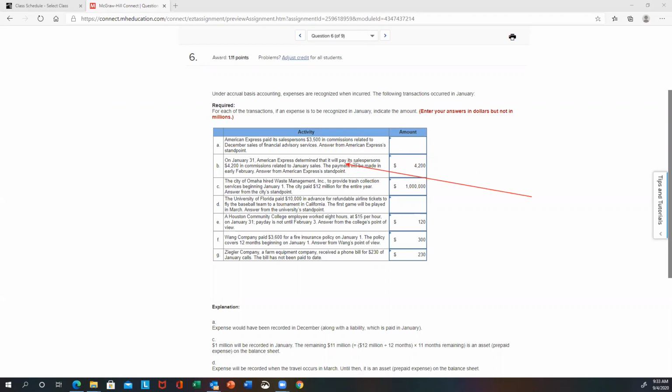Next one, it says they're paying their salespersons $4,200 related to January. So it's a January matching. So all of that $4,200 will go into January, even though you haven't paid it yet. That's what you've incurred, not what you've paid.